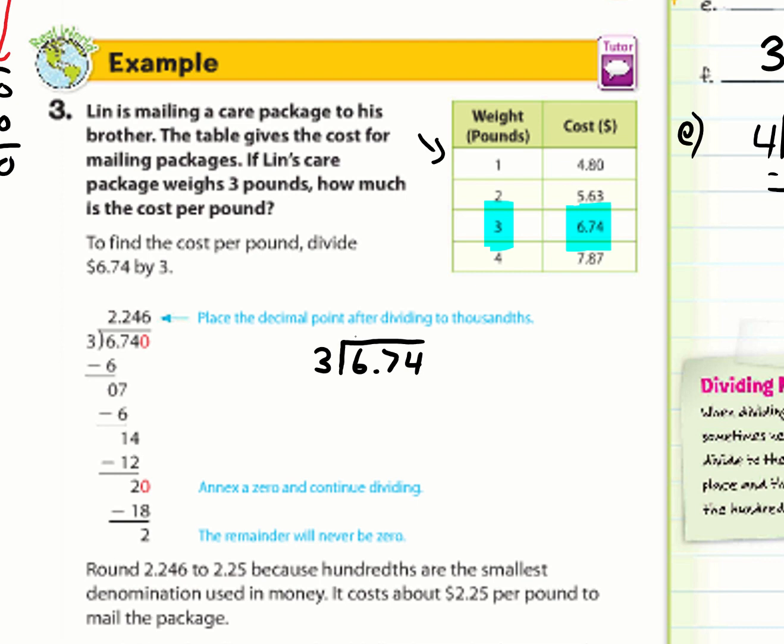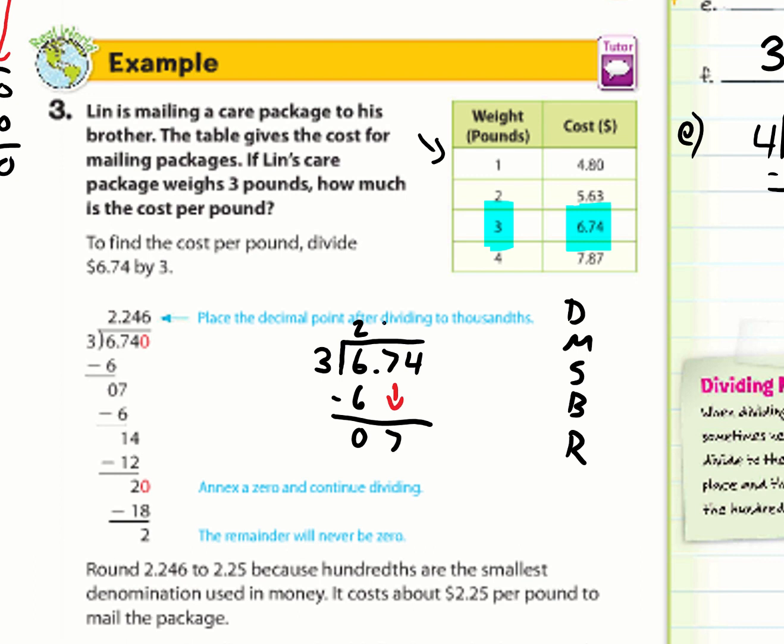3 goes into 6 2 times. So I'm going to write down my little helper. 2 times 3 is 6. So we subtract. 6 minus 6 is 0. We're going to bring down the 7.